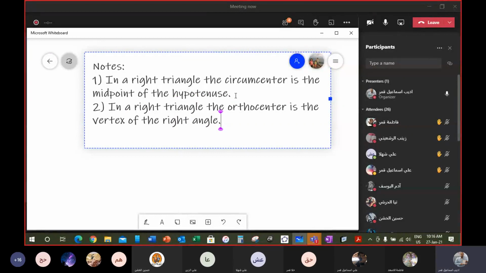Distinguish between the circumcenter and the orthocenter. Circumcenter is the point of intersection of the perpendicular bisectors. Orthocenter is the point of intersection of the heights or altitudes.